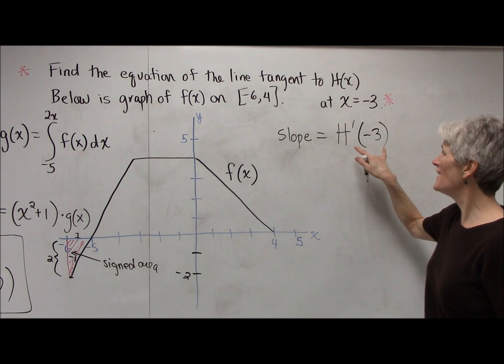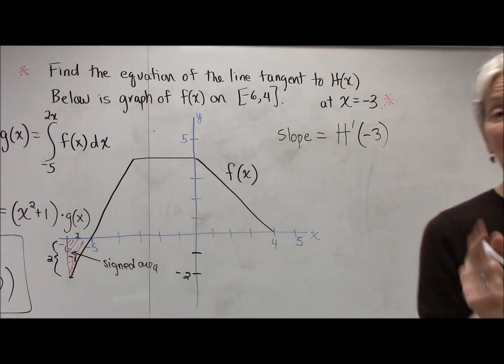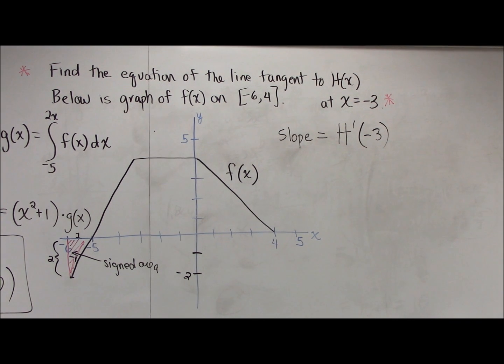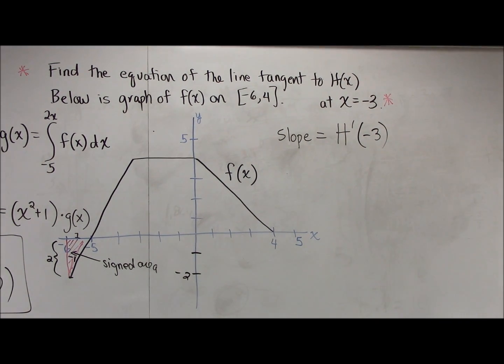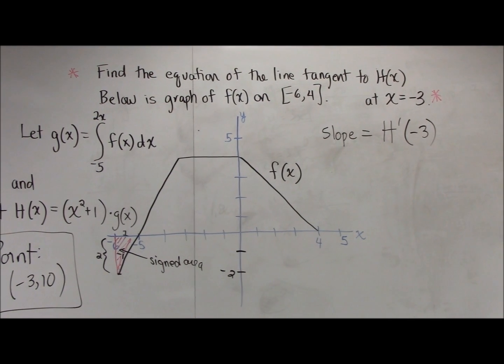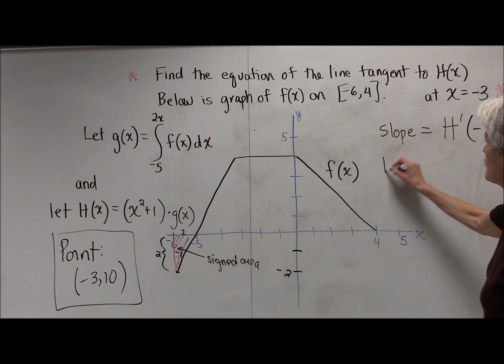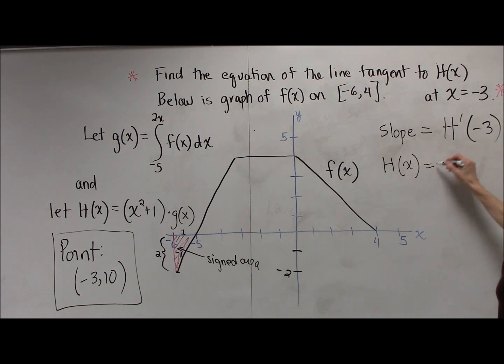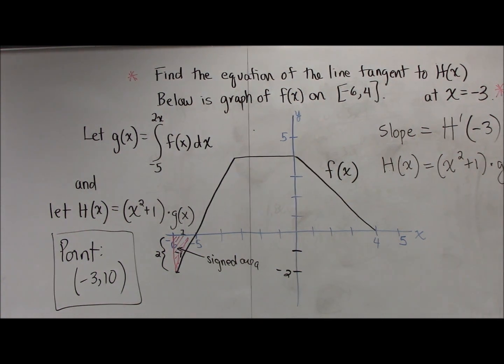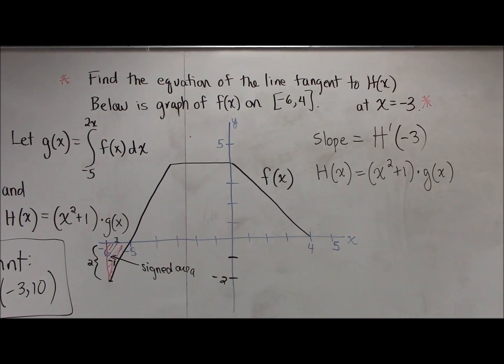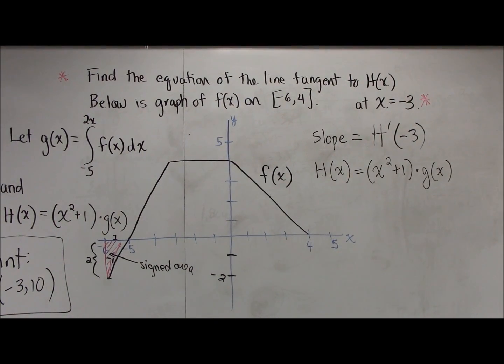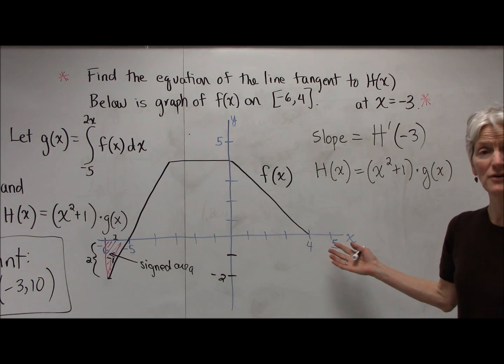Okay, so I want to find the derivative of h at x equals negative 3. All right, derivative. So I'm going to take the derivative of h, which is that complicated thing. Let me write h of x over here: x squared plus 1 times g of x. Well, how am I going to take the derivative of h of x? Well, h of x sure looks like a product to me. Something times something. I'm going to use my good old-fashioned product rule.